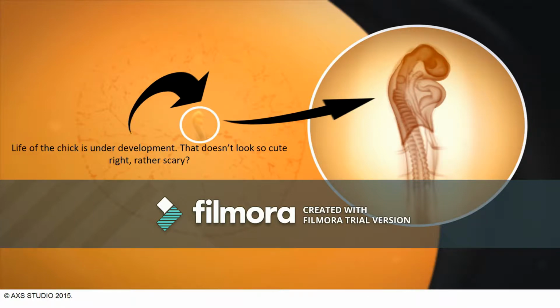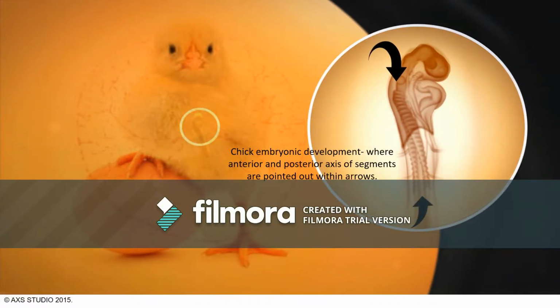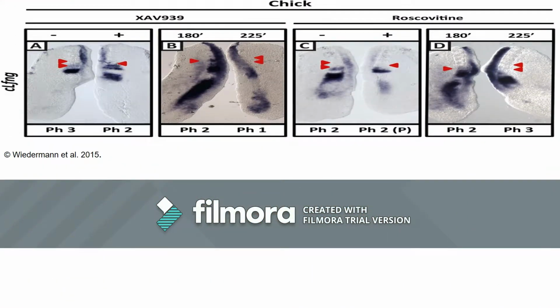That doesn't look so good, right? Rather scary? Well, anyway. Check embryonic development, where the anterior and posterior axes of the segment are pointed out with the arrows. So what is segmentation?